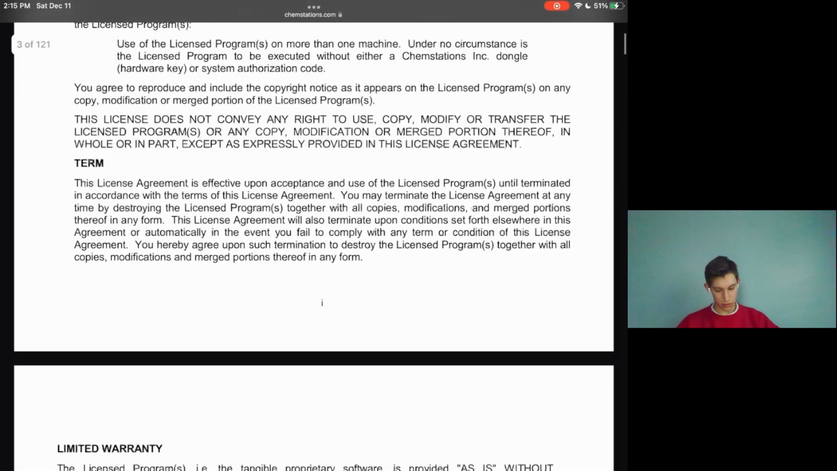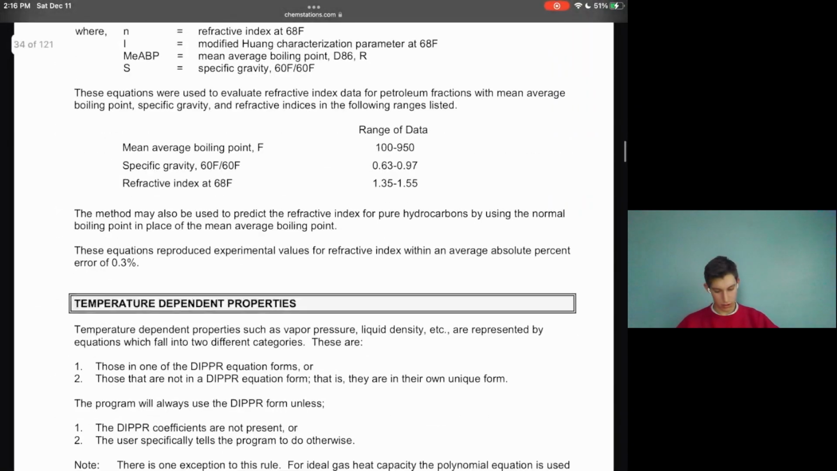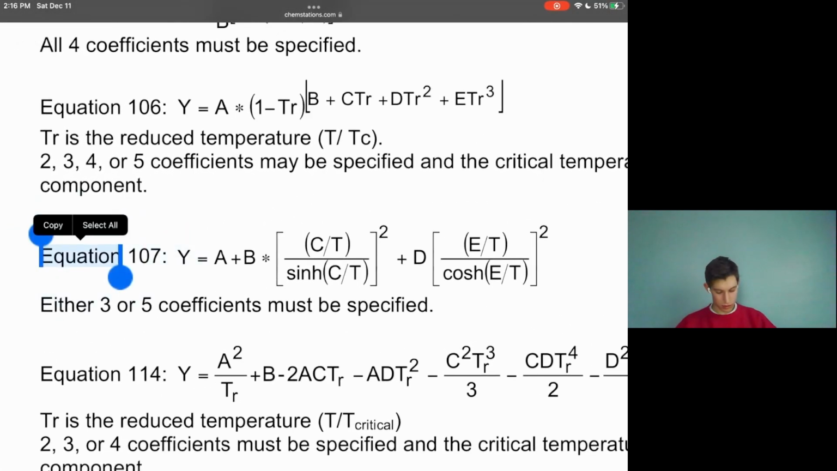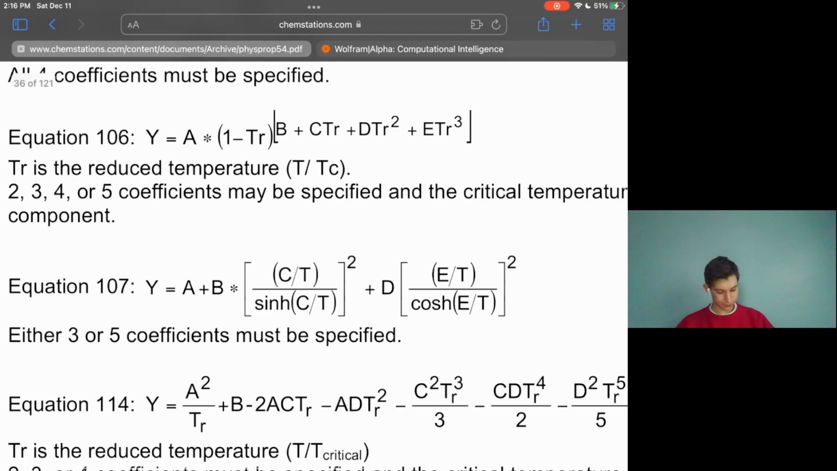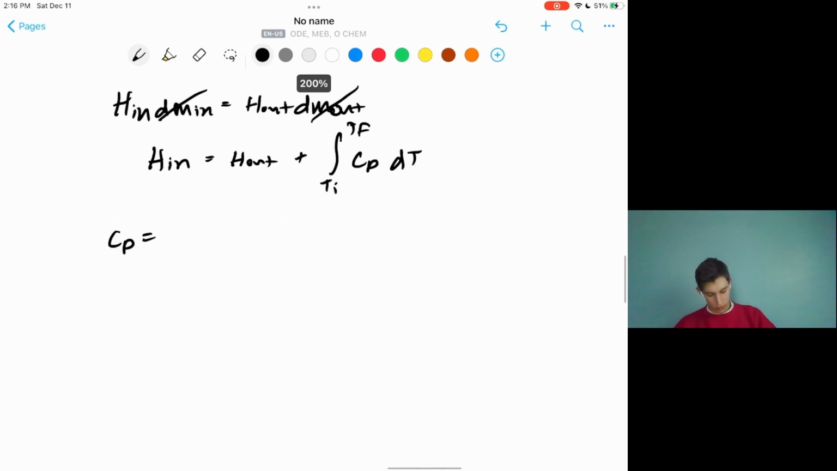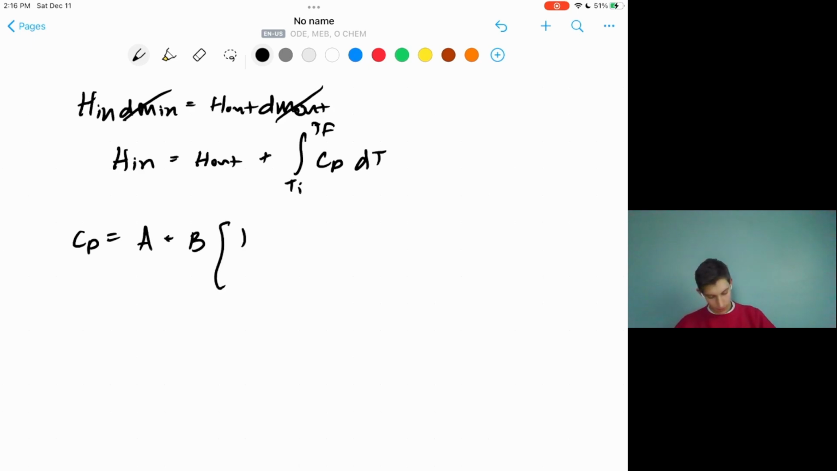It's equation 107, page 36, I believe, right here. So looking at this equation right here, we have a constant A, B, C, D, and E. And what we want to do is we want to integrate this. So I'm going to copy the equation into my notes.